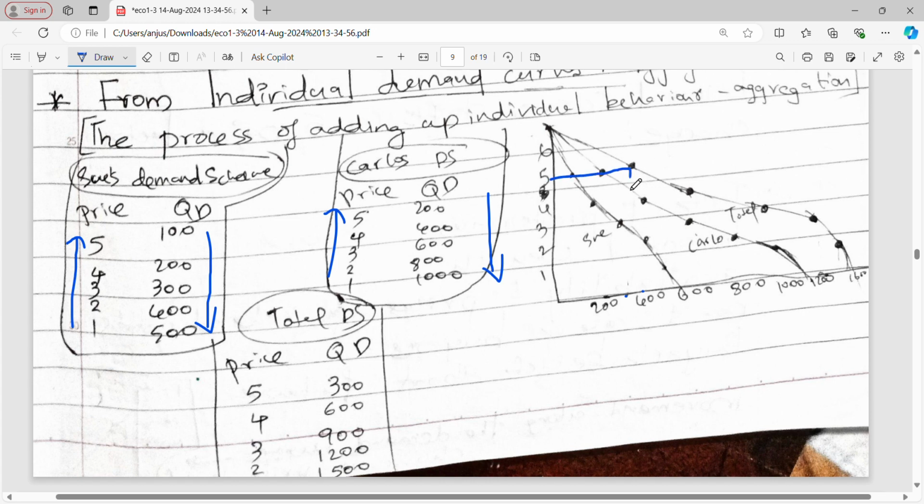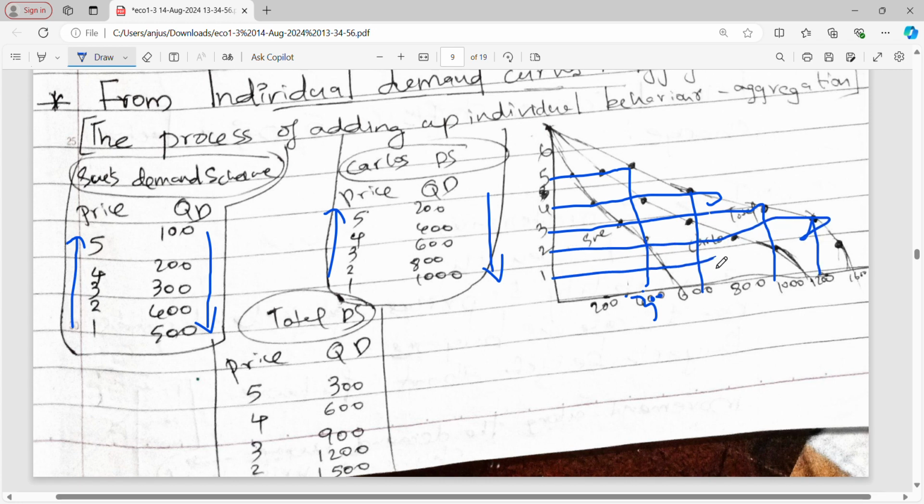So here it is 300. It is not an accurate diagram, sorry. Then for $4 it is 600 gallons demanded. So $4 is here and 600 is here. Oh, sorry. And for $3 it is 900 demanded. And for $2 it is 1200 demanded. And for $1 it is 1500 demanded. So this is the demand curve.